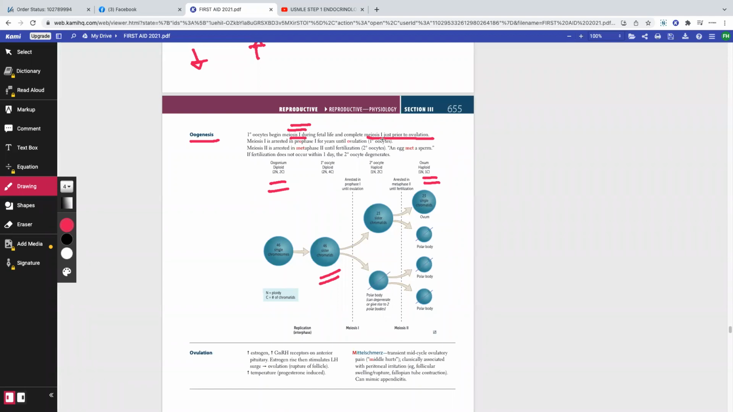Right after ovulation, they proceed into meiosis 2. So meiosis 1 is arrested in prophase 1, and meiosis 2 is arrested in metaphase 2 until fertilization. One more time, before ovulation, what is the stage? The stage is meiosis 1. Right after ovulation, have they completed meiosis 2? The answer is yes. And after fertilization, which process is completed? The process that's completed is metaphase 2 of meiosis 2.